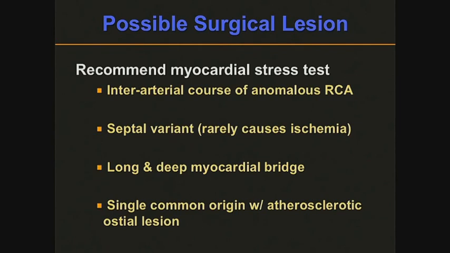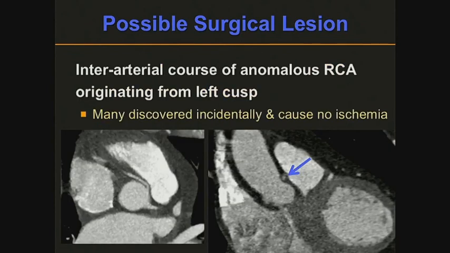Many times, these types of anomalies are incidentally seen, for example, in our outpatient clinic for cancer, and these patients may not be symptomatic. So we want to have this patient get a stress test. The septal variant usually causes no problems, rarely can cause ischemia. The myocardial bridge, we said, was basically a normal variant, but if it's long and deep, it could be the cause of ischemic findings, again, if the stress test is positive in that territory. And important to think about the single ostium. I'll go into that. So, interarterial course of the anomalous RCA originating from the left sinus.